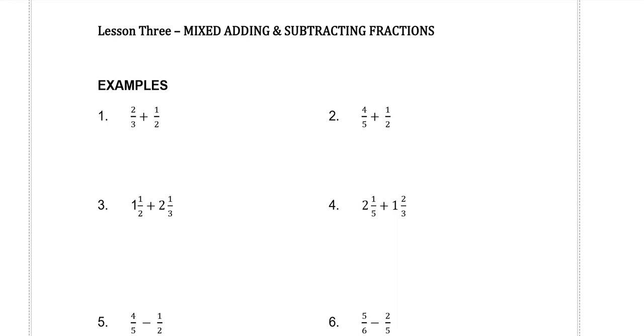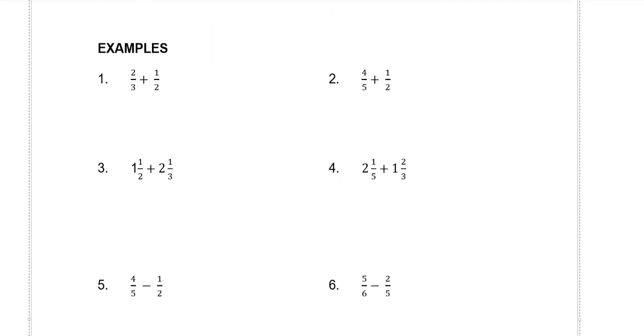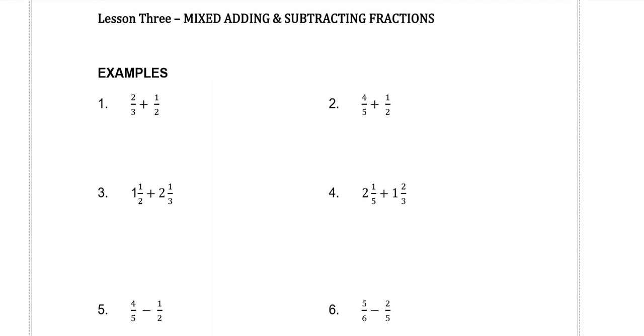Adding 2/3 plus a half. Because the denominators are different, we are going to times the two numbers together. 3 times 2 is 6. Okay, then we are going to multiply from the top down, top left down. 2 times 2 is 4, plus multiply the other diagonal. 1 times 3 is 3. Then we just add the top together. 4 plus 3 is 7 over 6.